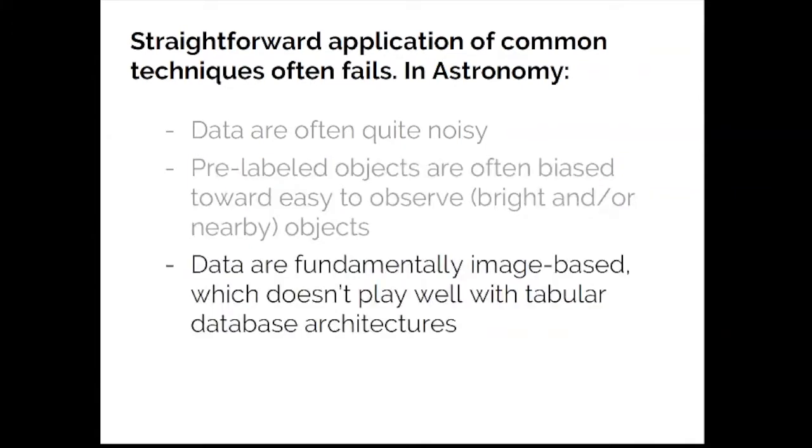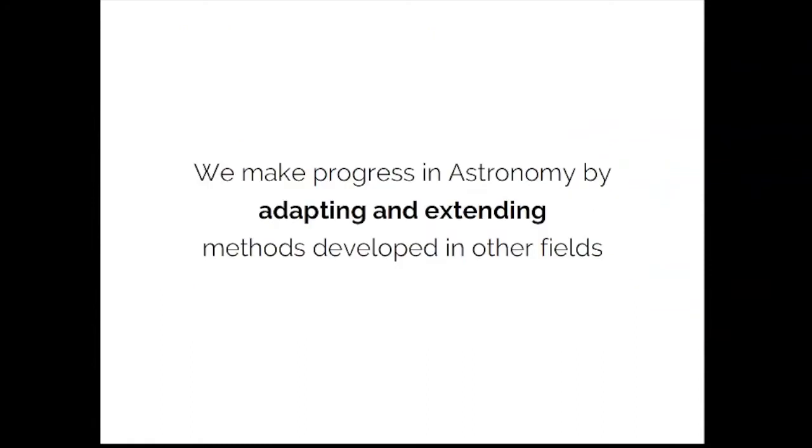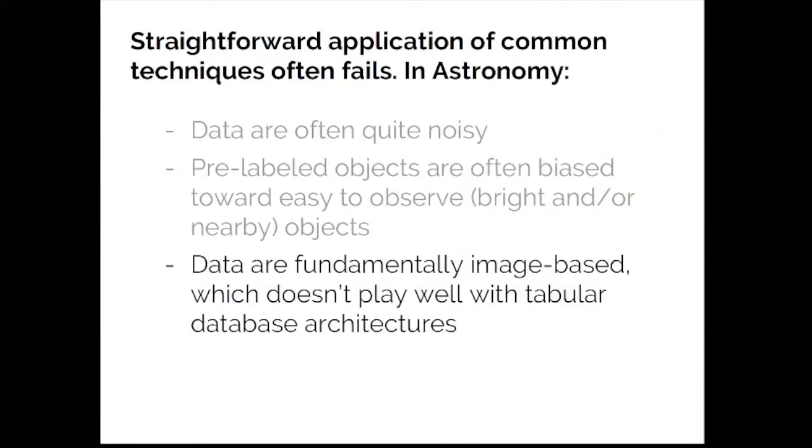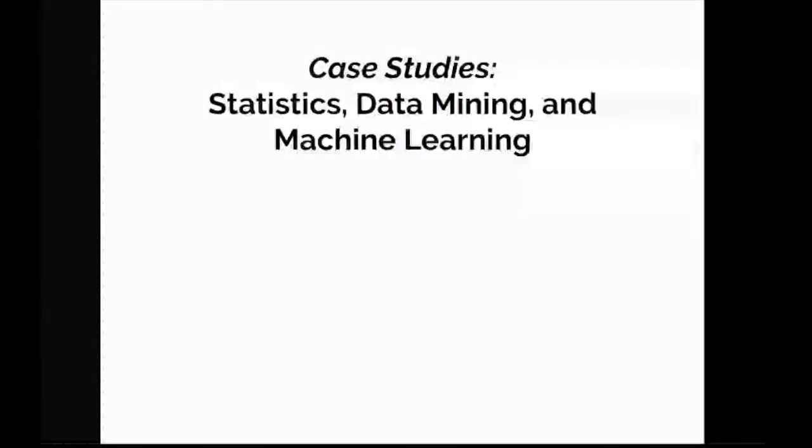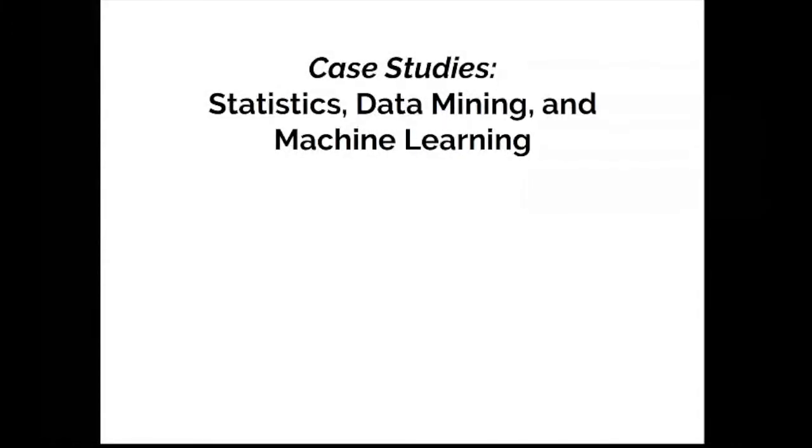And the other thing is that data are fundamentally image-based, and there's not a lot of platforms out there that do image analysis at scale out of the box. So I'm going to talk about a few case studies of these sorts of problems and what we've done in the community to get around that. In general, in astronomy, we've been able to progress in these computational methods by adapting and extending standard things that are out there from other fields. So I want to go through 3 case studies, one in statistics, one in data mining, one in machine learning.